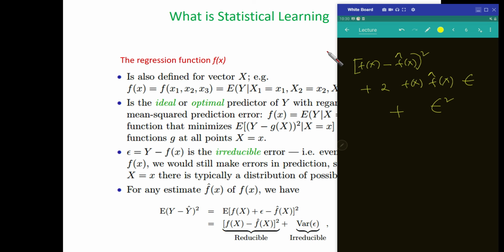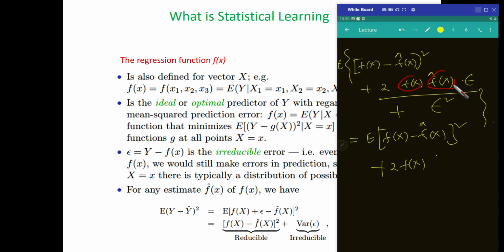Epsilon and epsilon, and then you have the expected value of all of it. Because it's all a summation, you can take the expected value over each term. So the expected value of f(x) minus the estimate, plus... now see this one. For the time being, think of a very particular x, so this is fixed and this is also fixed. So this becomes 2 times f(x) times the expected value of epsilon, plus the expected value of epsilon squared. So this is how it is.